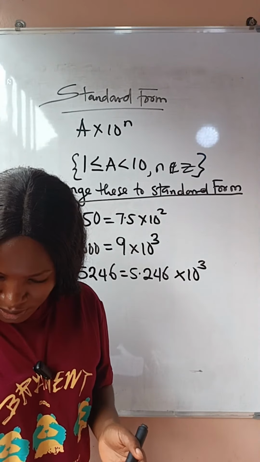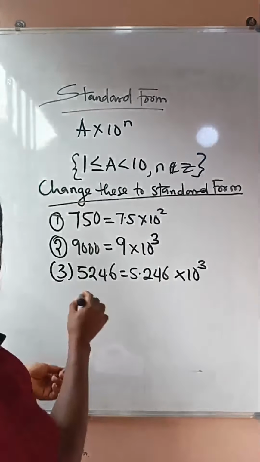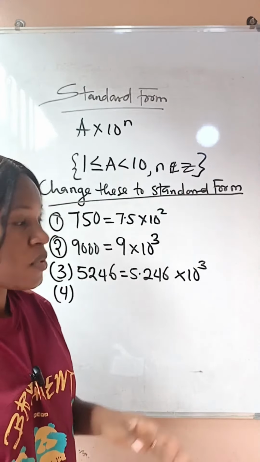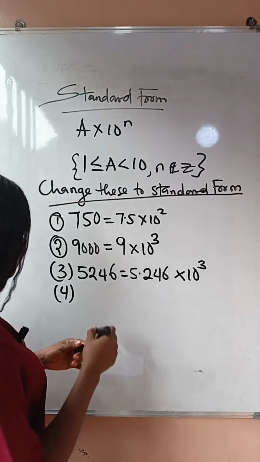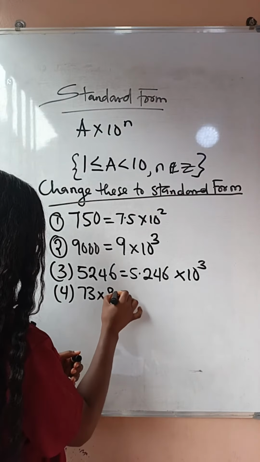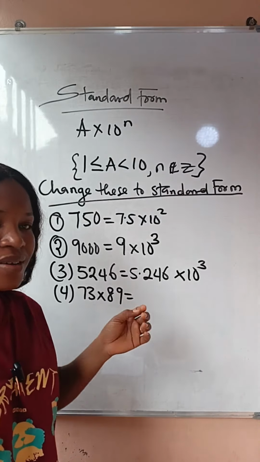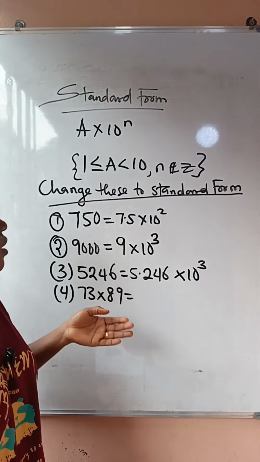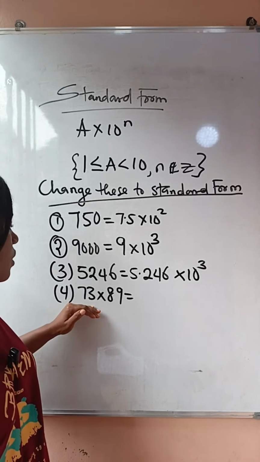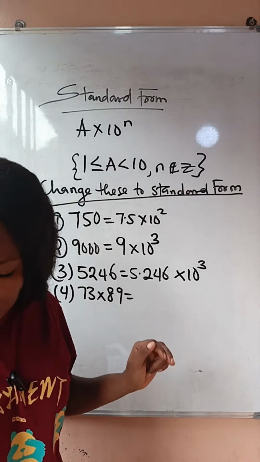Now, the last but not the least. What if you are asked to express this in standard form and you are told to solve this, 73 times 89? You are asked to leave your answer in standard form. What will you do? The first thing will be to multiply this out. So we say this multiplied by that. So we're going to do that quickly, and that will give you 6497.